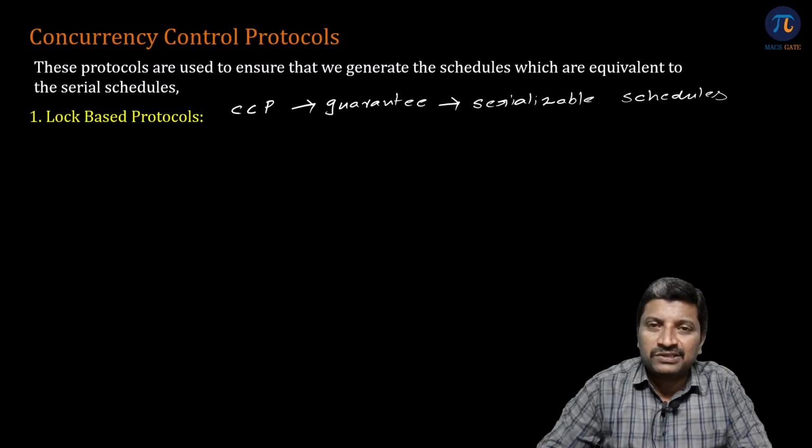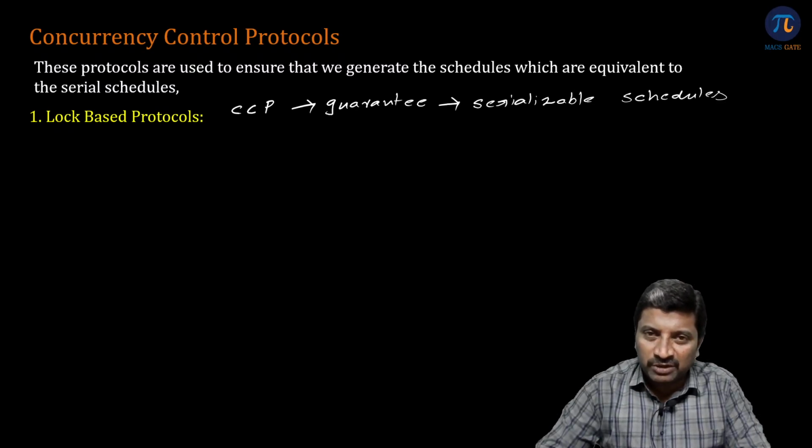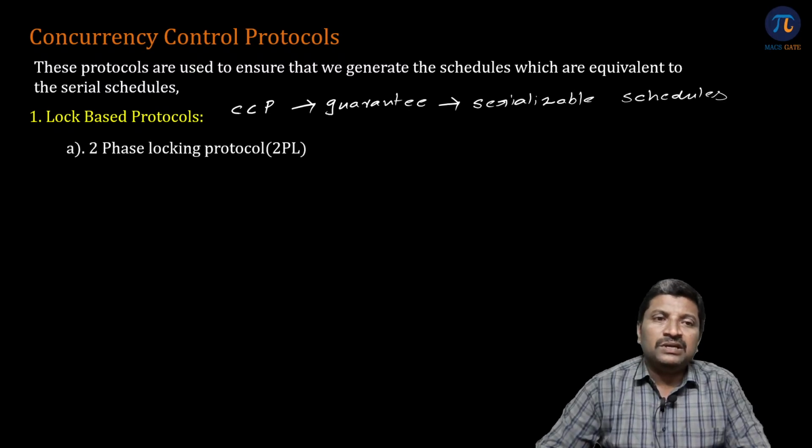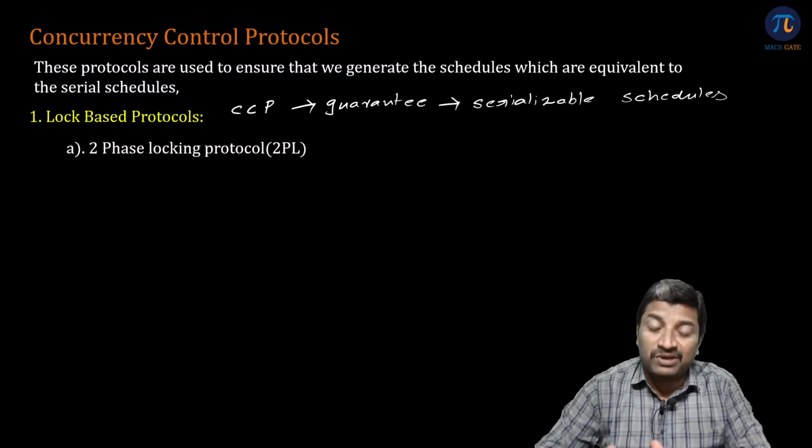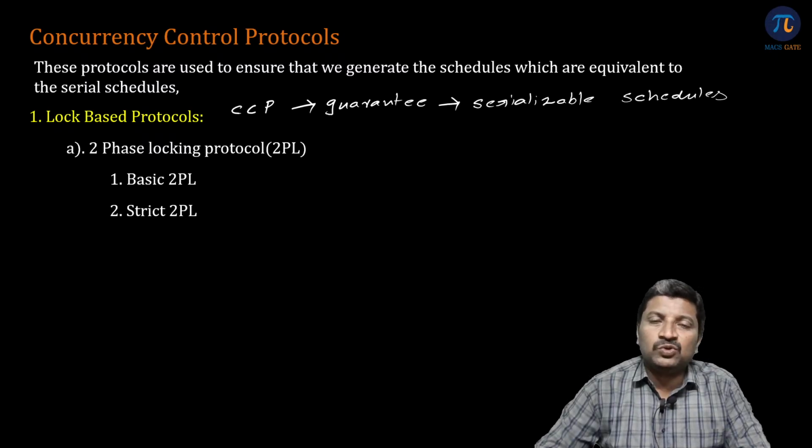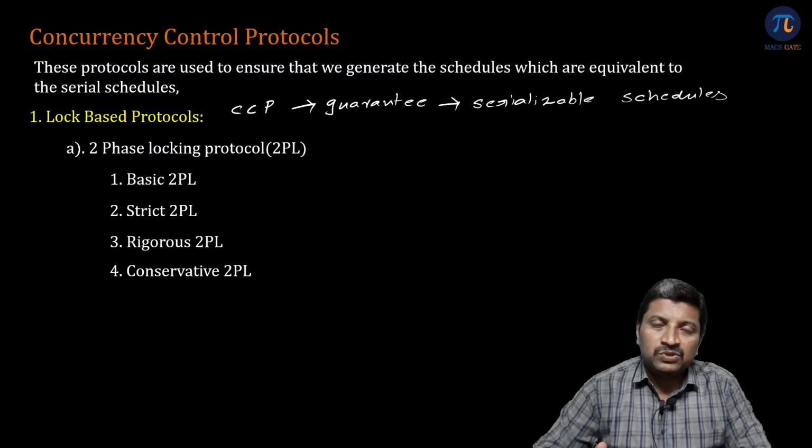What are the types of concurrency control based protocols? There are mainly two types, sir. The first one is lock based protocols. In lock based protocols, we are having so many variations. The first one is two-phase locking protocol. Under two-phase locking protocol, again we are having some variations. The first one is basic two-phase locking protocol. The next one, strict two-phase locking protocol. The third one, rigorous two-phase locking protocol. The fourth one, conservative two-phase locking protocol.